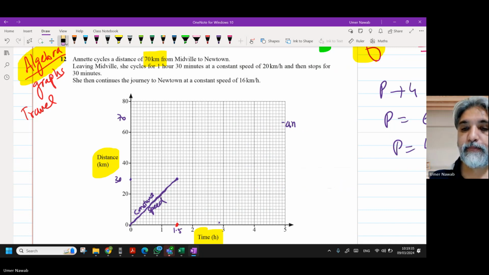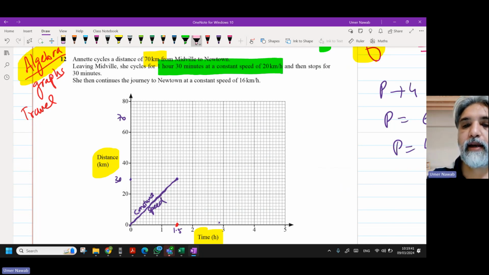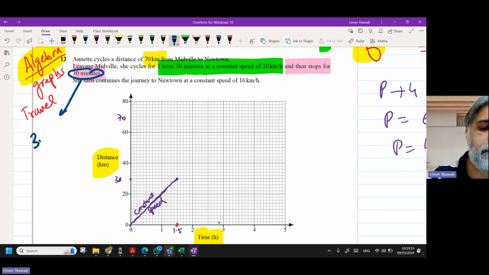Next. He says 1 hour 30 at constant speed and then stops for 30 minutes. Stops means the graph will go horizontal. 30 minutes means 0.5 hours. So a straight line, this is half an hour of rest. And then she continues the journey to Newtown with a constant speed of 60 kilometers per hour.